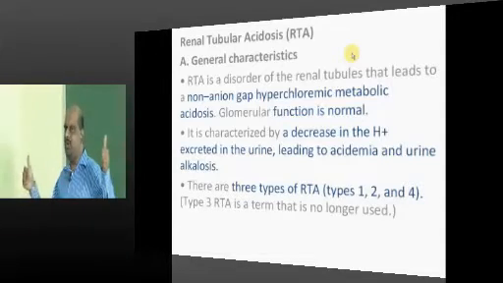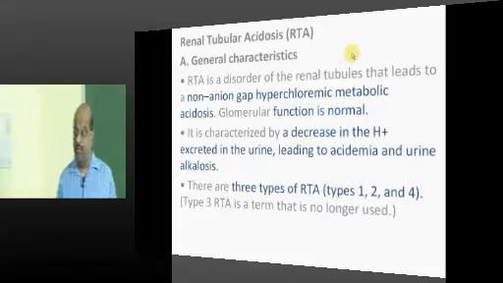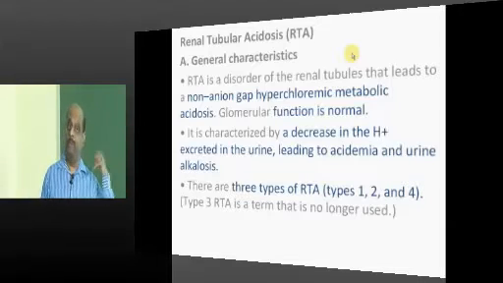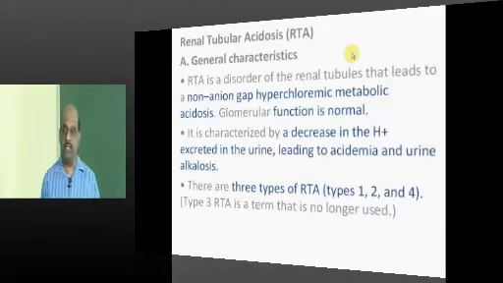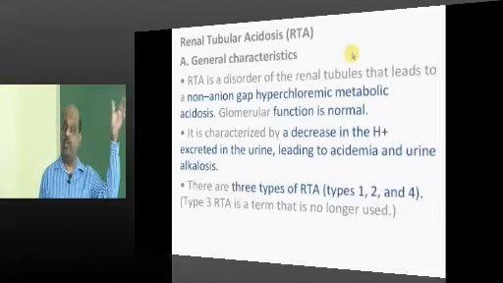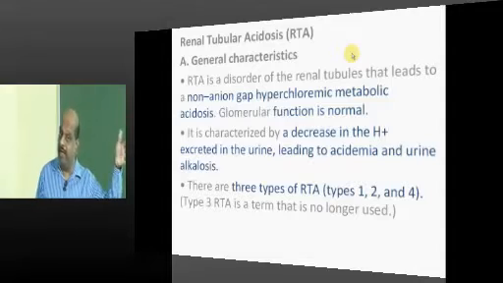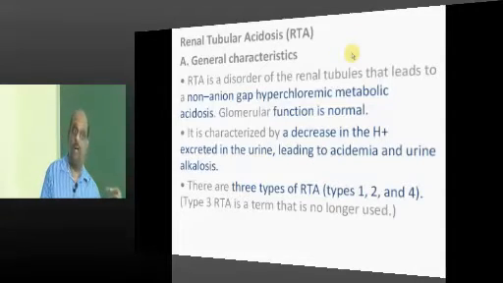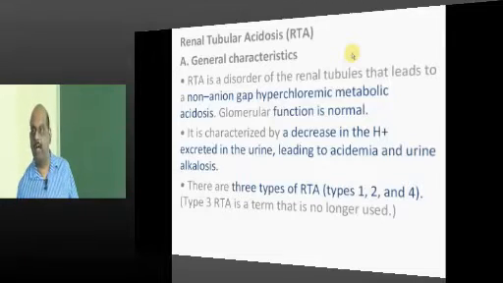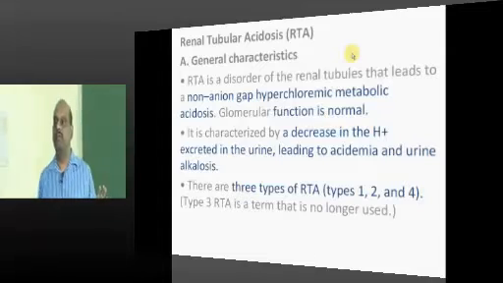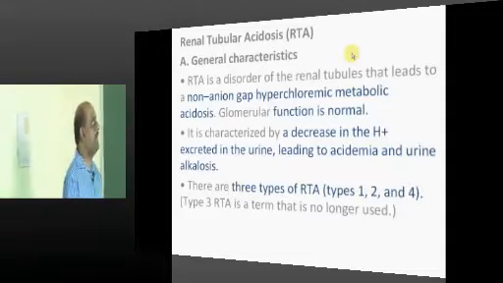Now, why will acidosis occur? If the distal tubule loses its ability to secrete H plus into the urine, there can be development of acidosis. Or if the proximal tubule loses its ability to reabsorb the bicarb, then also acidosis will be there, because bicarbonate is the normal buffer. So that is the story of renal tubular acidosis in general.